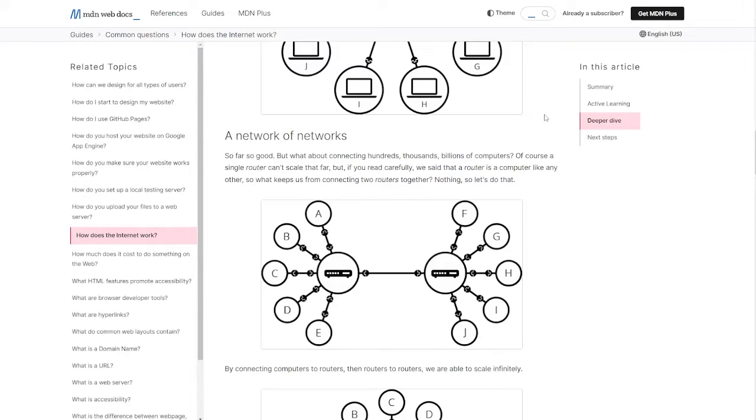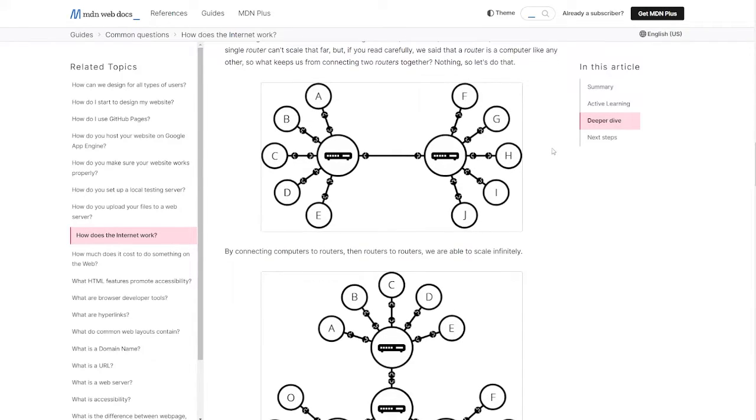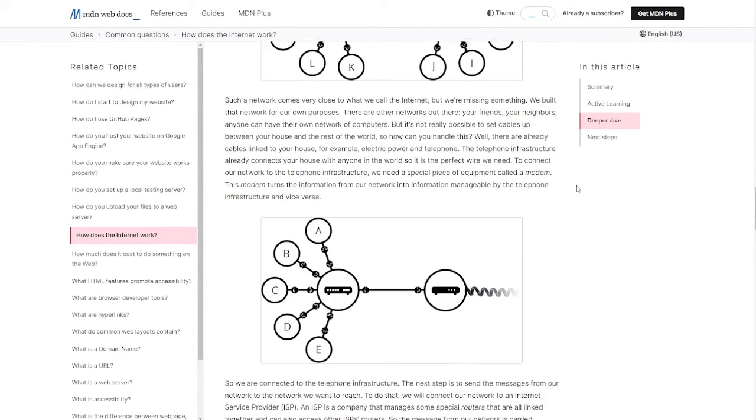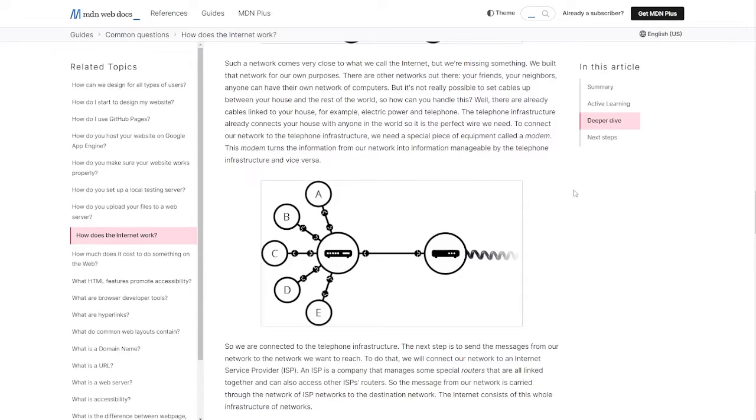Of course, a single router can't scale that far, but if you read carefully, we said that a router is a computer like any other, so what keeps us from connecting two routers together? Nothing, so let's do that. By connecting computers to routers, then routers to routers, we are able to scale infinitely. Such a network comes very close to what we call the internet, but we're missing something.